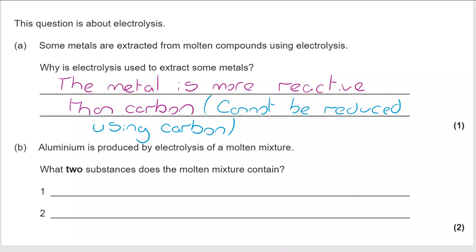Aluminium is produced by electrolysis of a molten mixture. What two substances does the molten mixture contain? Very, very important fact to remember here. First one it contains is aluminium oxide. The ore of most metals is the oxide of that metal. This will be electrolyzed and this is where the aluminium comes from. But the other substance is really important too.